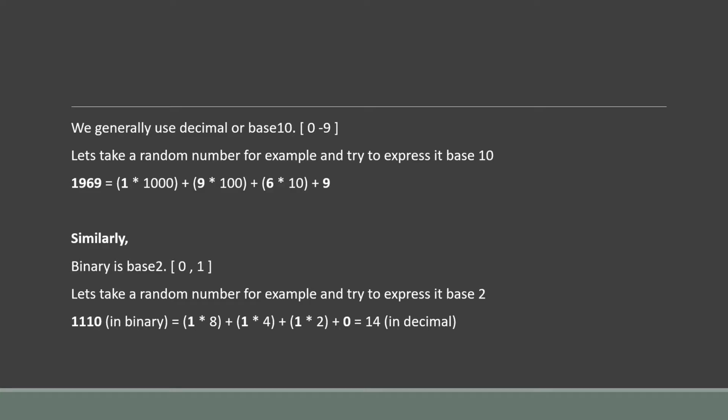In the exact same way, binary is base 2. So we have two basic numbers, 0 and 1. Numbers larger than 1 are expressed by adding multiples of powers of 2 to the number.